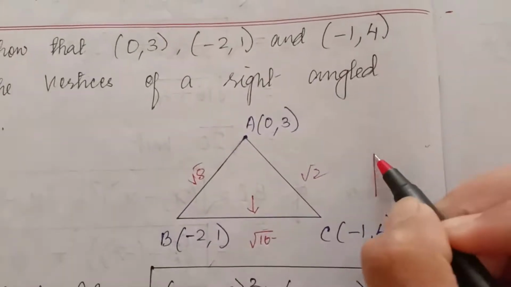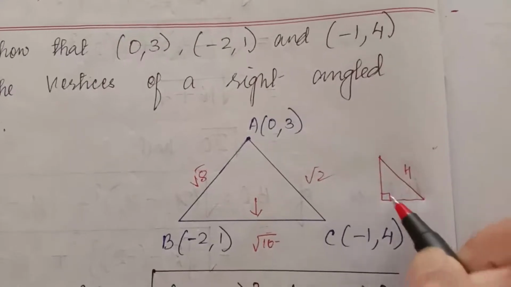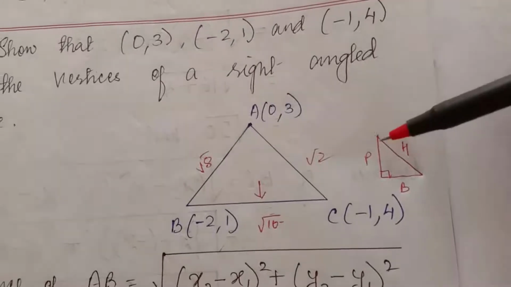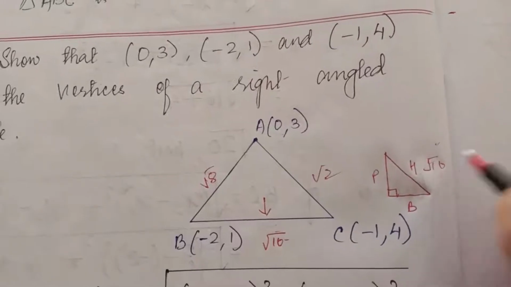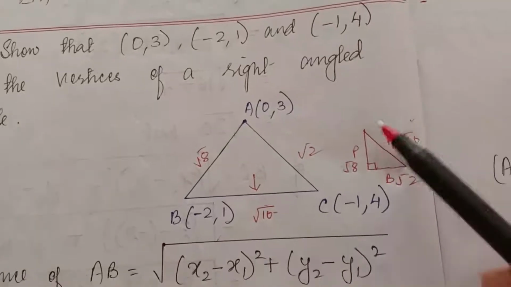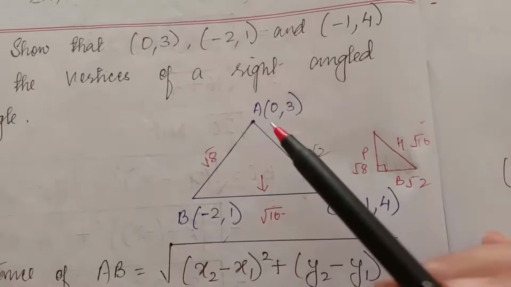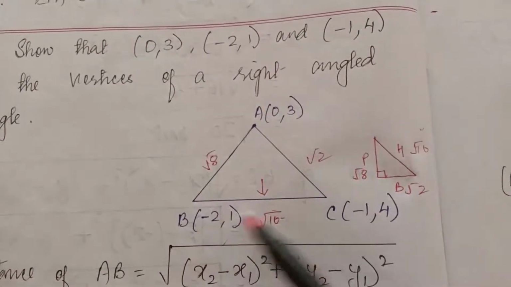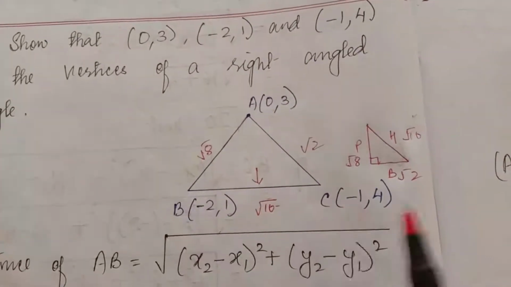A right angled triangle is like this. This is called the hypotenuse, this is called the perpendicular, this is called the base. And I have told you in trigonometry that the hypotenuse is the longest side. So this is root 10, and this is root 8 and this is root 2. Let's apply the Pythagoras theorem here. If it is applicable, then it is a right angled triangle. This is the longest side, so AB and AC are the perpendicular and base. BC is the hypotenuse.